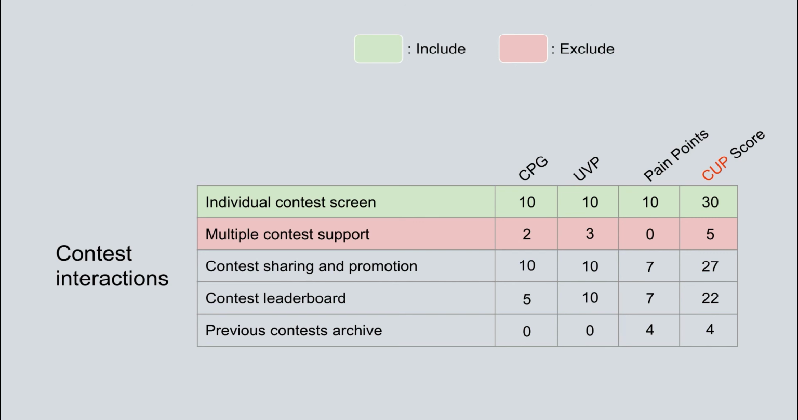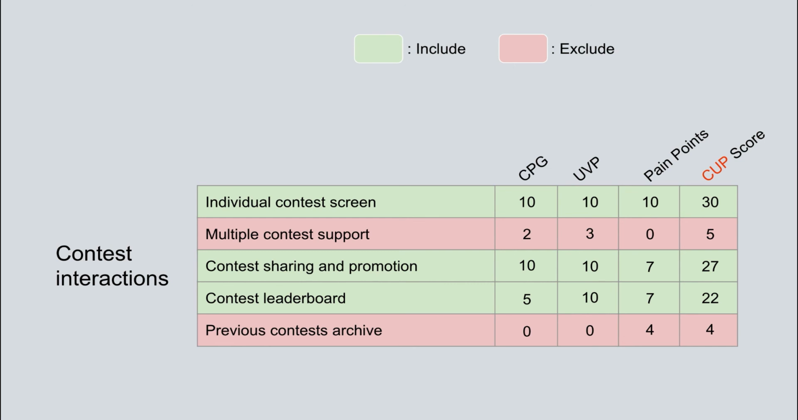This is a very powerful example of why the cup method works. Things that you think must be included, well, at this point in your journey, you may not need them. And multiple contest support is a great example of this. Moving on to contest sharing and promotion, that's a no-brainer. Contest leaderboard, it's also a no-brainer. And then the other one is previous contest archive. Well, again, I may have concluded that we should have a previous contest archive if not for the cup method. The cup method helped illustrate that it actually doesn't contribute to our current primary goal, and it doesn't help strengthen our UVP, and it addresses some pain points, but it doesn't score very highly there either.